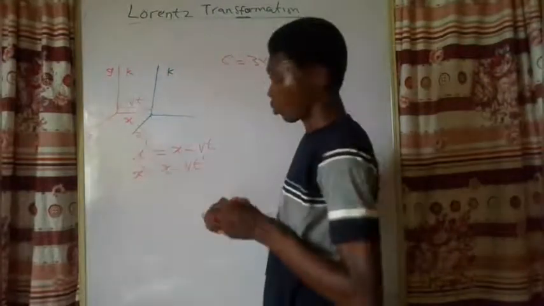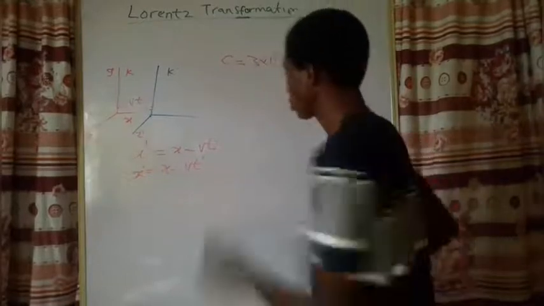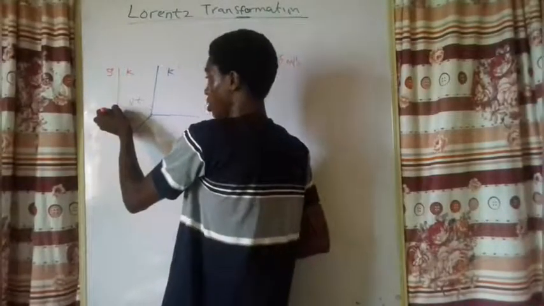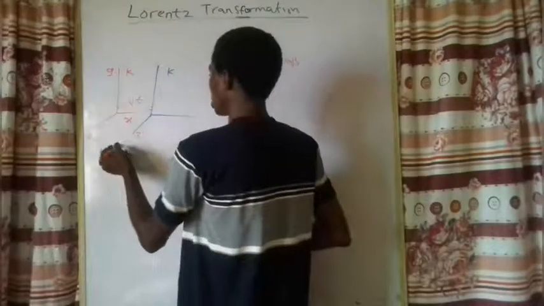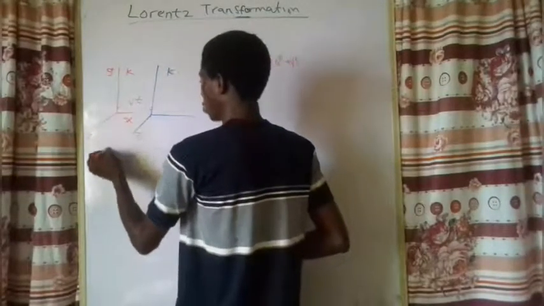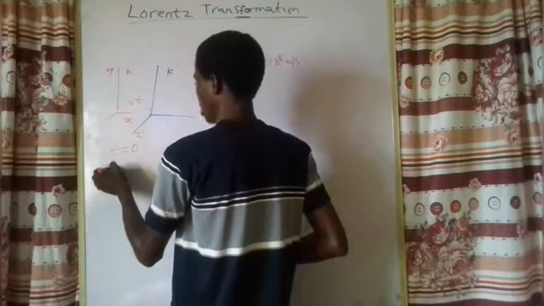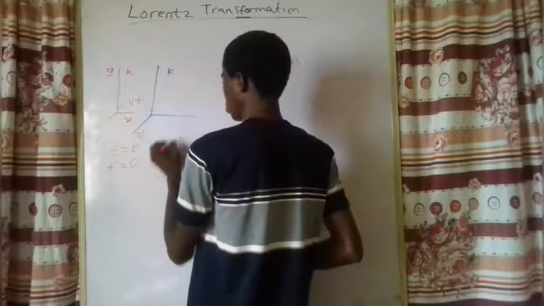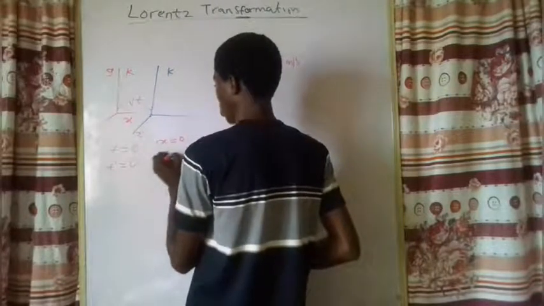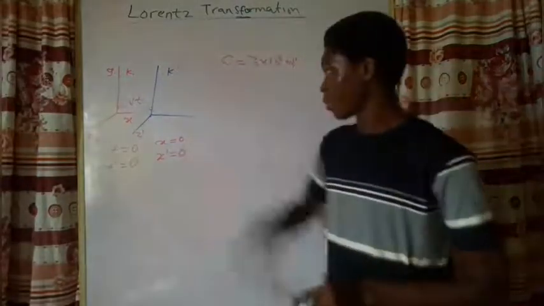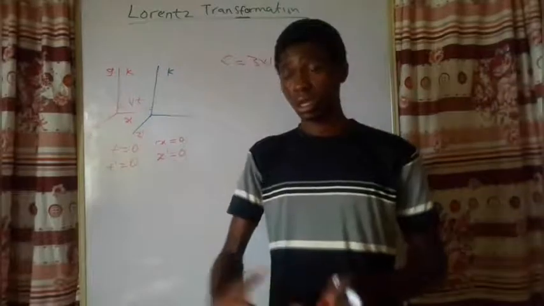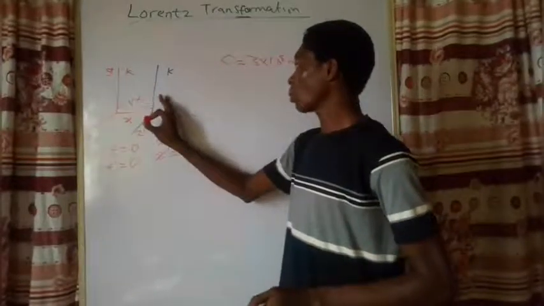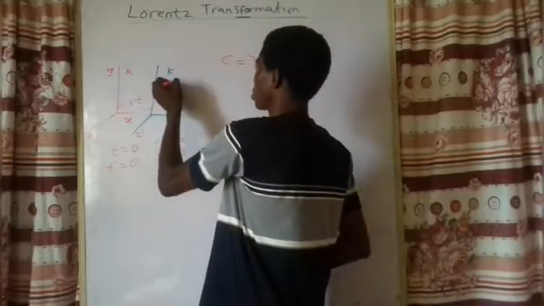Then we wait at the initial point until our two frames coincide, before you move away from me. When we wait for that time, I set my time to be zero. You also set your time t prime to be zero. At that time, my x is zero, and your x prime is also zero. Now, in my frame, let's say I release a pulse of light, and that light strikes a particular point.